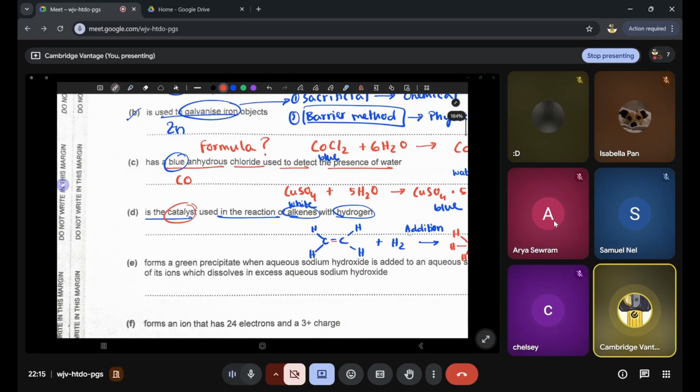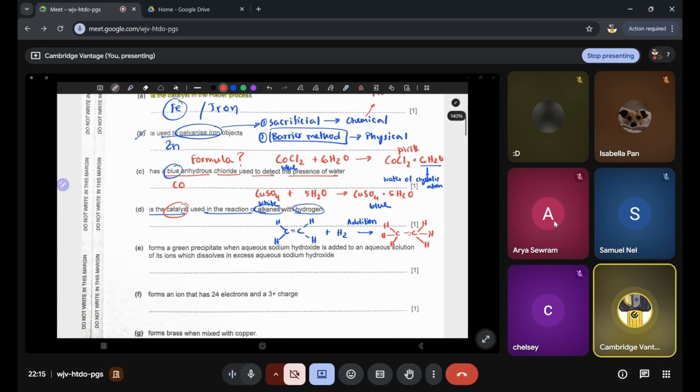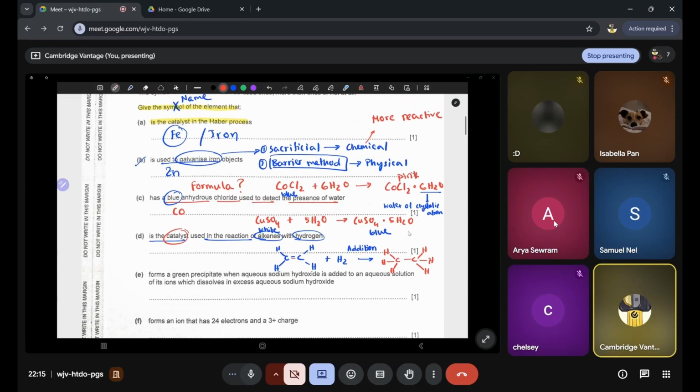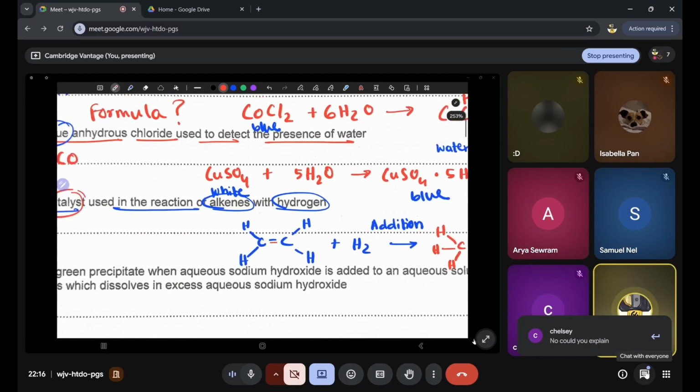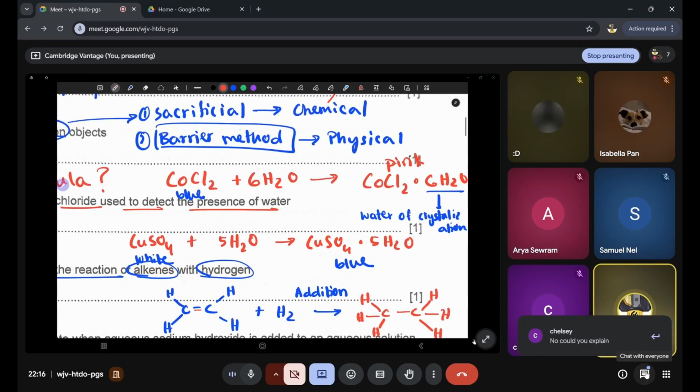But they ask for the catalyst. So students, can anyone tell me what should be the catalyst for this reaction? Yes, Liat, you are correct. It should be nickel. Is it clear for the others as well? All right, Samuel. What about Isabella and Chelsea? Okay. Chelsea, are you there? Can you hear me? All right. Okay, do you want me to explain the reaction or do you want me to explain the catalyst?